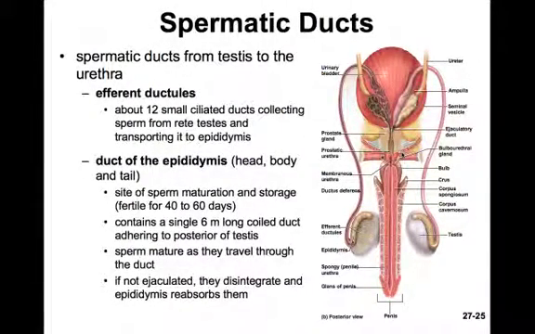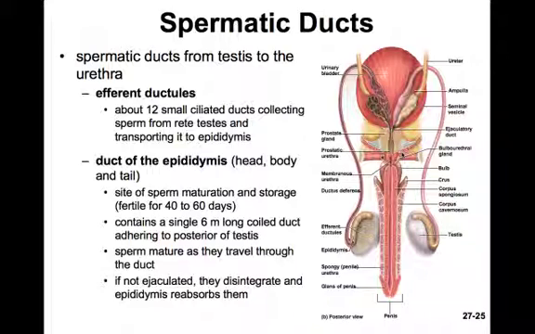After leaving the testes, sperm will travel through a series of spermatic ducts to reach their urethra. So we've already seen that the seminiferous tubules dump into the rete testes. After dumping into the rete testes, they will enter the efferent ductules. These are about 12 small ciliated ducts, so little hairs on the inside, that collect the sperm and transport them to the epididymis.